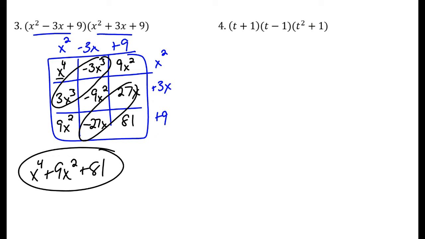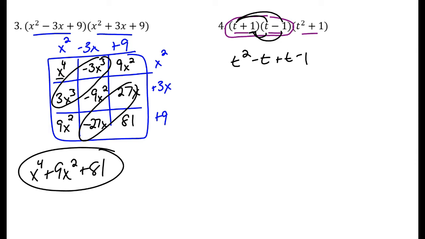Number 4. This one's different because I'm multiplying 3 things together. You could make a 3D table where you multiply 3 things together, but I'm not good at drawing rectangular prisms, so I will do 2 of them at a time. I'll find the product of those 2, then multiply that product by x squared plus 2. Just to change things up, I'm going to use the distributive property here. T times t is t squared, t times negative 1 is negative t. Now I'm going to distribute the 1.